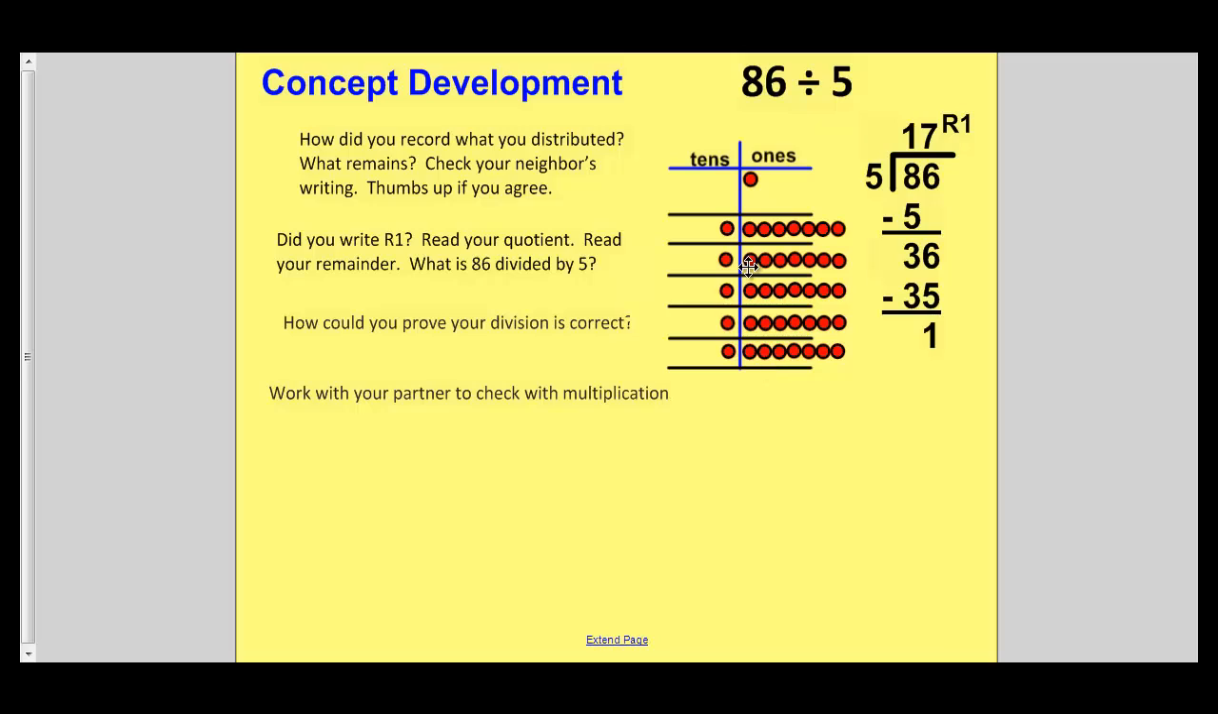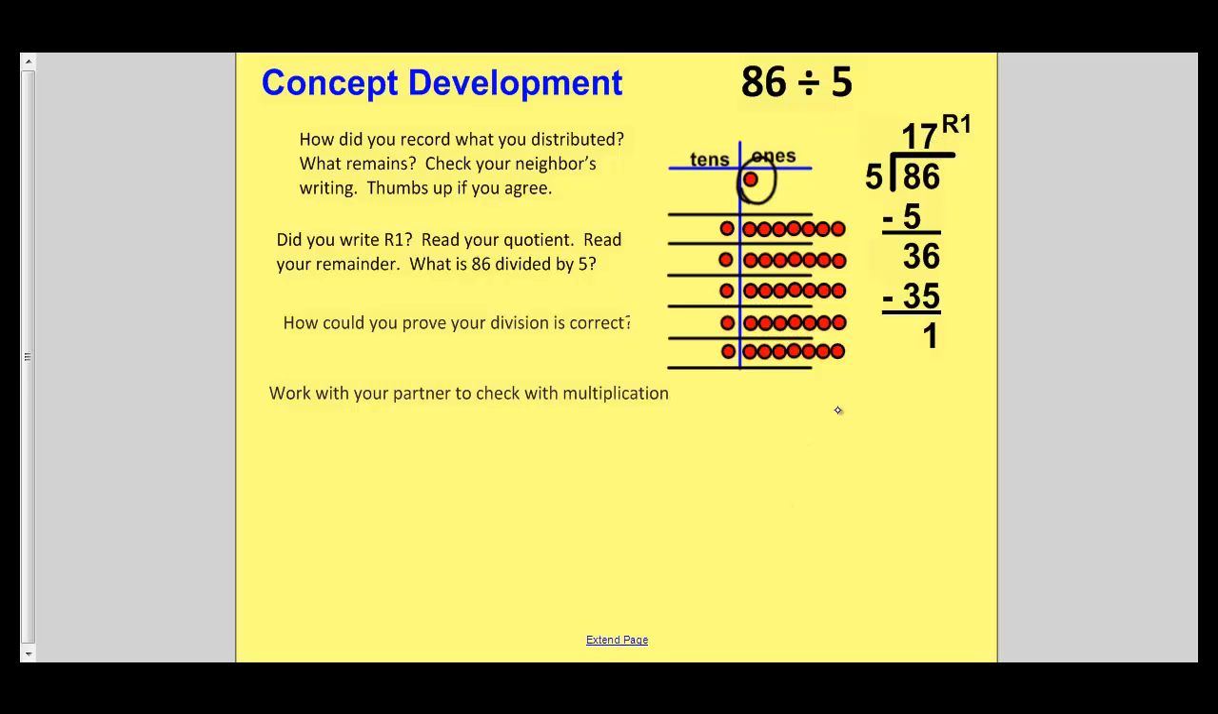All right, when I distributed my ones, I had 7 in each group with 1 left over. So in long division, that's going to look like this. 7 goes in my quotient. 7 times 5 is 35. I have 1 left over. So my answer is 17, remainder 1.